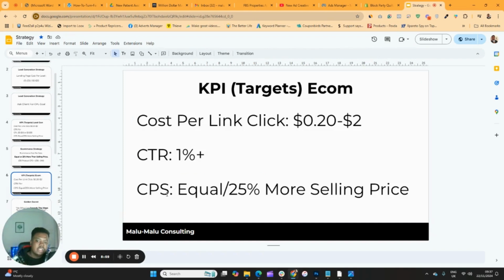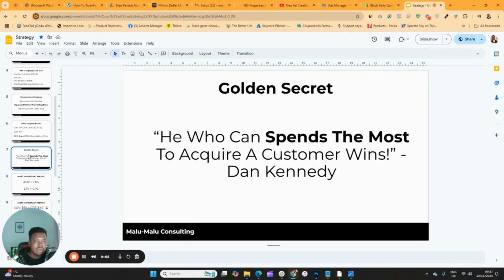And then your cost per sale, you want that to be equal or 25% more than the selling price. Does that make sense? So here is the secret. And this is not just a secret for e-commerce, it's a secret for any business. Because in business, there are some things that are principles, they are fundamentals, that no matter what product or service, what industry, no matter what type of business you start, whether it's drop shipping, whether it's selling digital products, whether it's an agency, there are principles in business that stay the same.